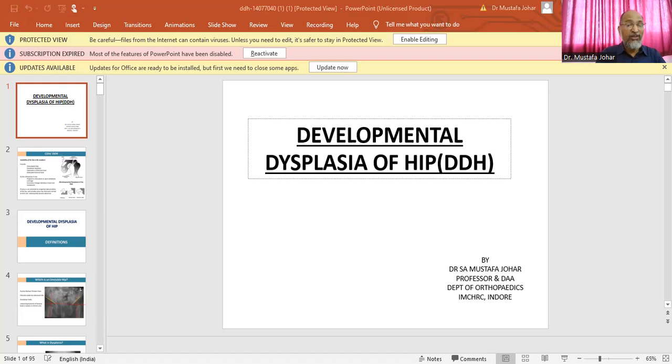That means there is some kind of ligament laxity or the acetabular dysplasia is already there. The stability is not there. When you are putting a pressure, the hip is getting dislocated. The head is going out, as you can see in this picture.